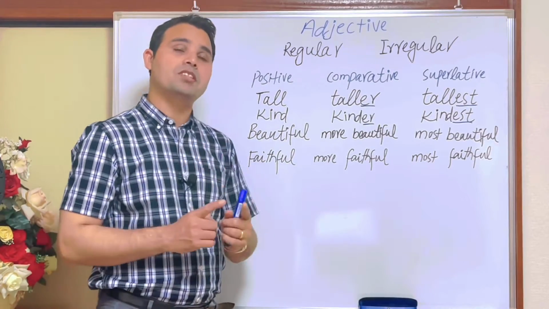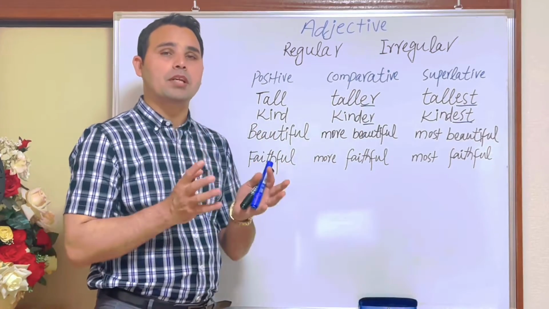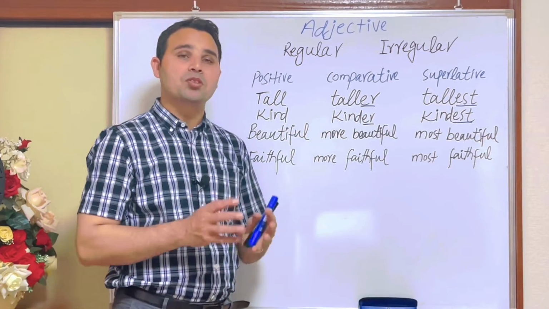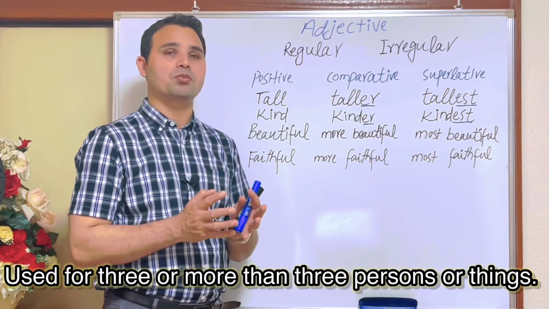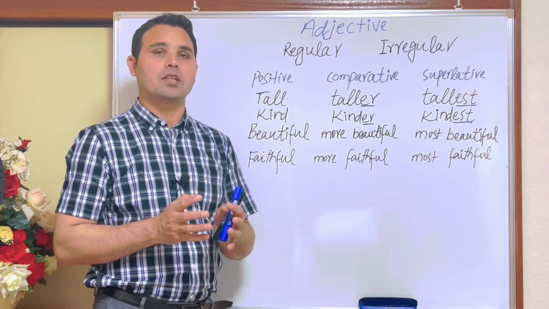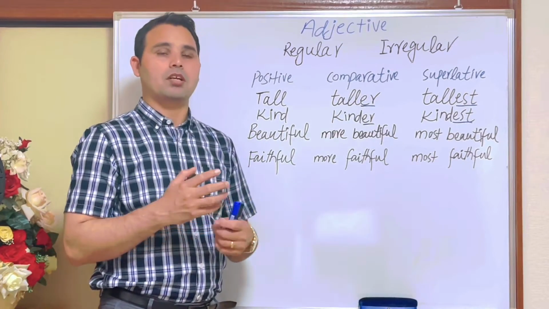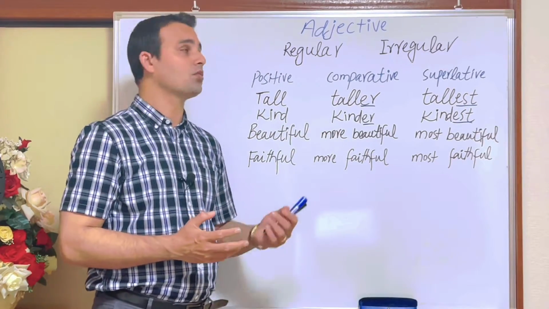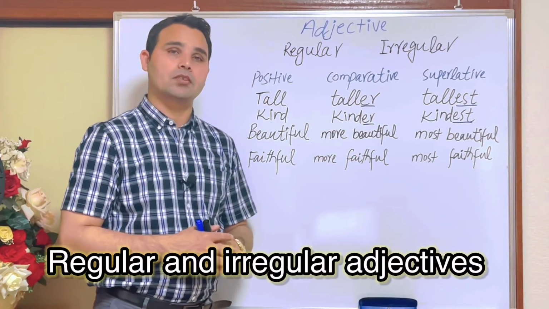Positive degree is always used for one person. Comparative degree is used to compare between two persons or two things. And superlative degree is used for 3 persons or more than 3 persons, when you are going to describe or modify a noun or pronoun, and you are going to describe the person as the best or the most among the other people. Adjectives can be divided into 2 forms, regular and irregular adjectives.